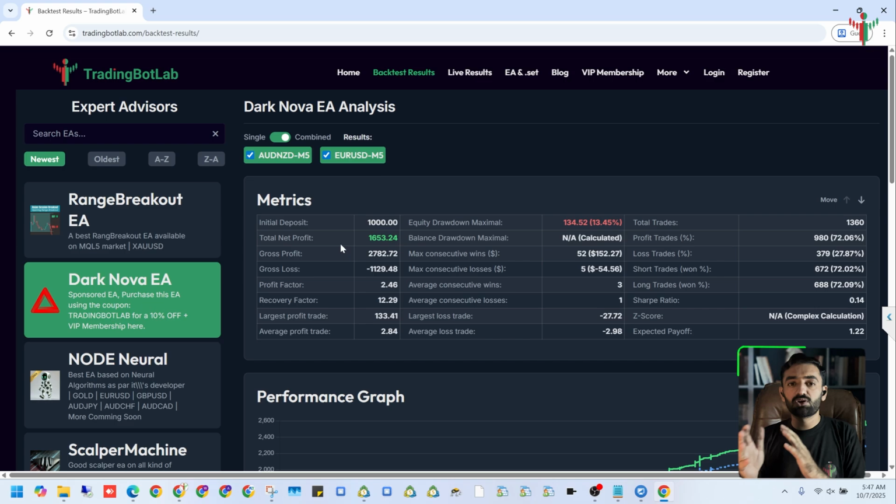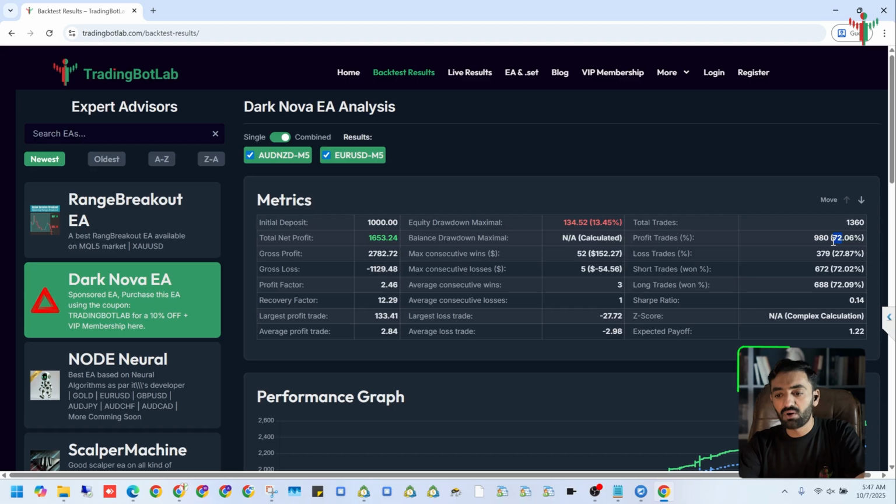When we do backtesting or the optimization process, we can only see the results one by one. We need to manually manage all the reports, results and values, but here I put all these functionalities together. We can view the single view, the combined view, and also select multiple results. For the Dark Nova EA, 2 results are completed and more results will be coming soon. You can see here the total number of trades.